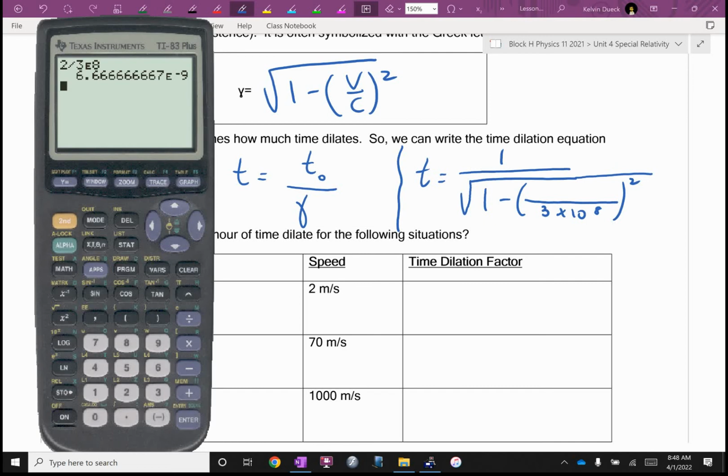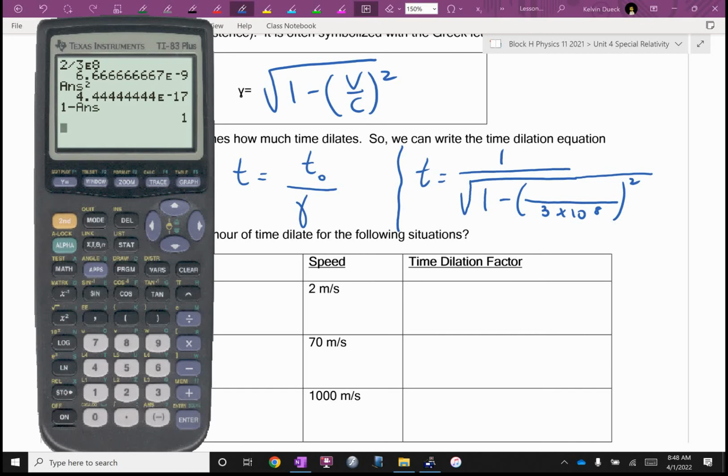Then what would we do next? Squared. Hit your x squared button. We figured out the little bracket. Now let's go 1 minus that. So 1 minus answer button. And something strange happens. The answer isn't 1, but it's so small my calculator doesn't track that many sig figs.